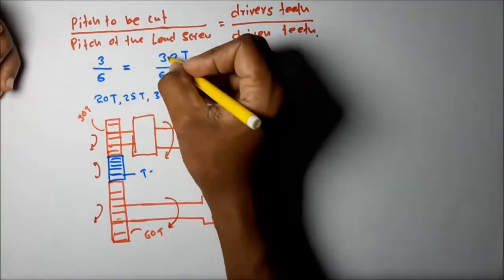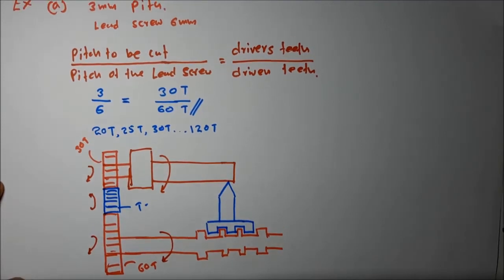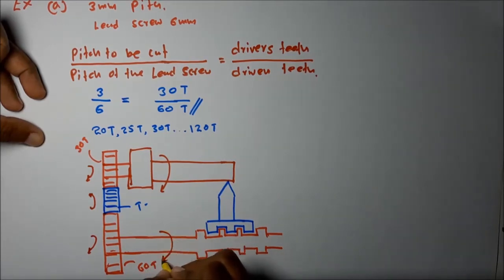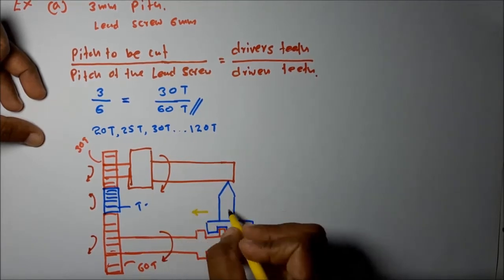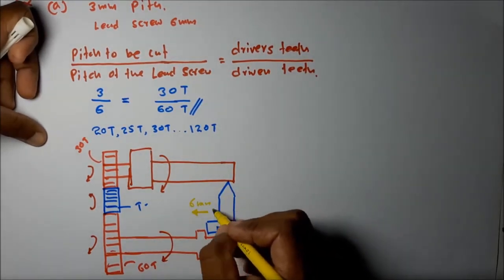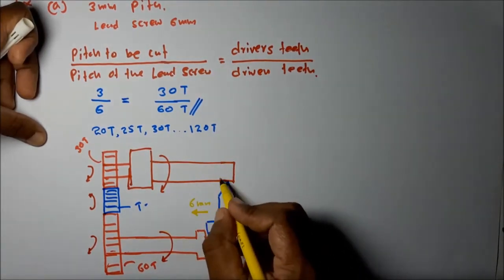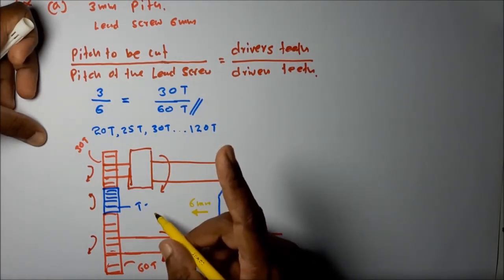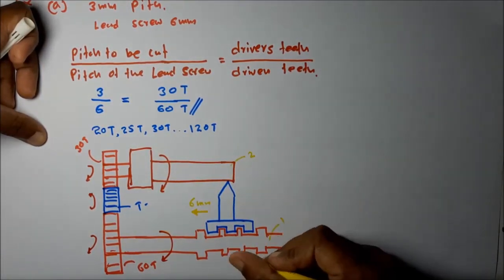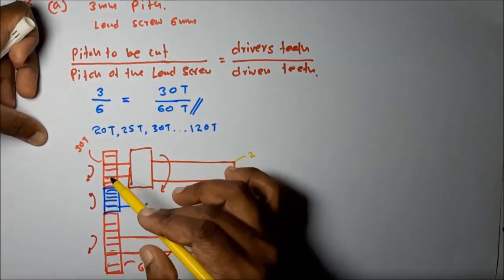Then what happened for one revolution? Let me explain this one also. Per one revolution of the leaf screw, the saddle moves by 6 millimeter. While moving the cutting tool 6 millimeter, the spindle has to produce 2 revolutions because the pitch to be cut is 3 millimeter. That means the number of turns should be twice for 1 revolution of the leaf screw. That's why we are using 60 teeth here and 30 teeth here.